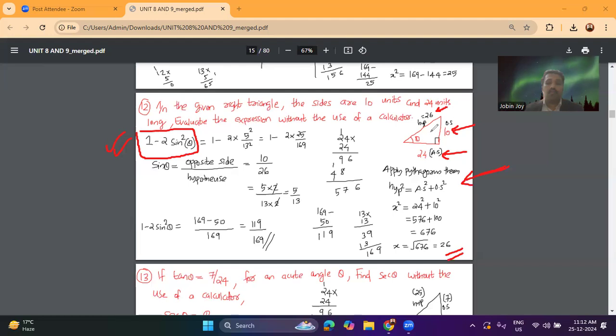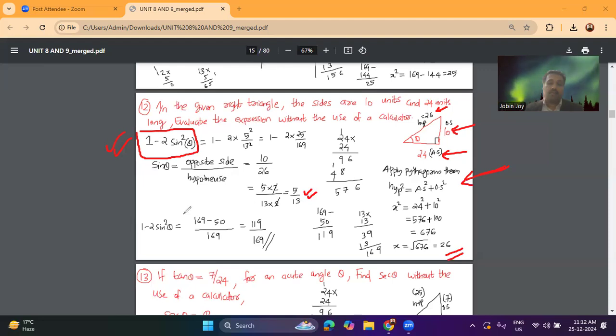Now I have all the three sides. Opposite side is 10, adjacent side is 24, and hypotenuse is 26. Then I can calculate sine theta. What is sine theta? Opposite side by hypotenuse. Opposite side is 10. So 10 divided by hypotenuse 26. So 10 by 26. Then I will simplify it. 10 I can write 5 into 2. 26 I can write 13 into 2. So 2 cancel. So I will get 5 by 13.